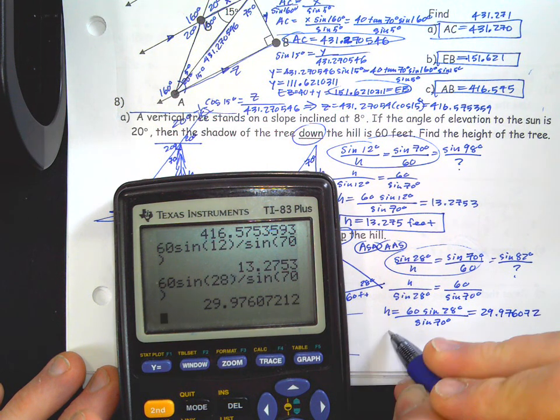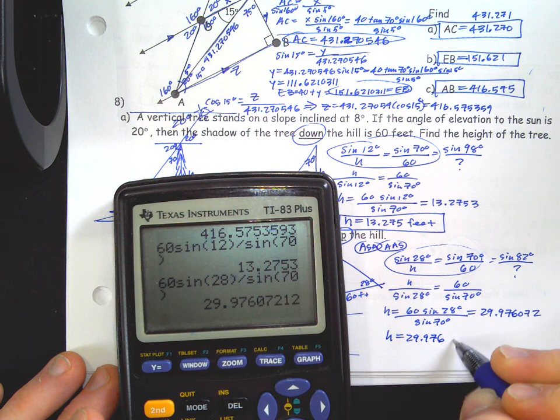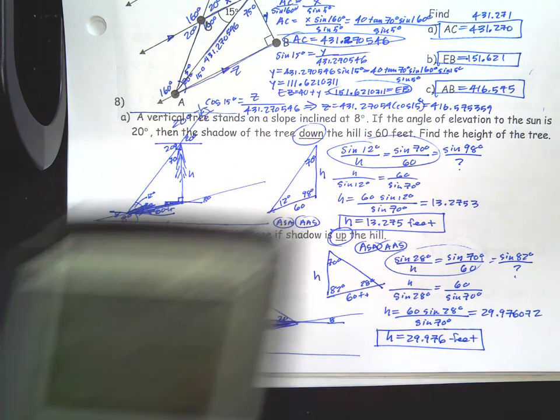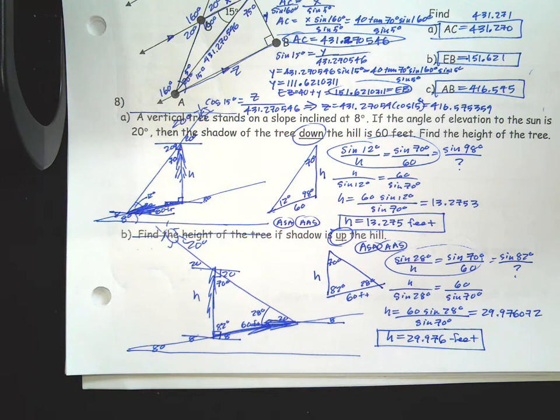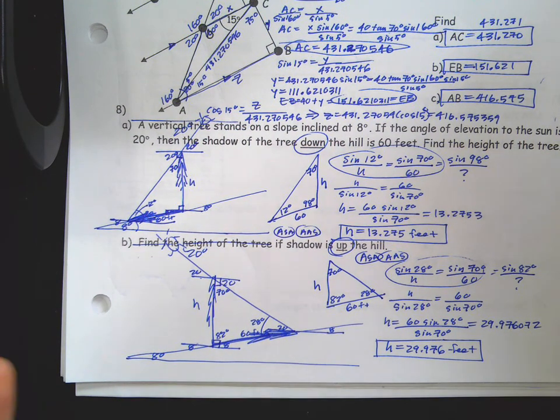29.976072. So h equals 29.976, rounded or truncated, comes up the same. I need units, feet. If you don't put units, you're losing points every time. So there you go, little solving triangle action there. But there could be some other solving triangle problems on the test. The ASS situation could come up where you've got to check for two solutions and all that kind of stuff. The whole finding the smallest angle first issue can come up.